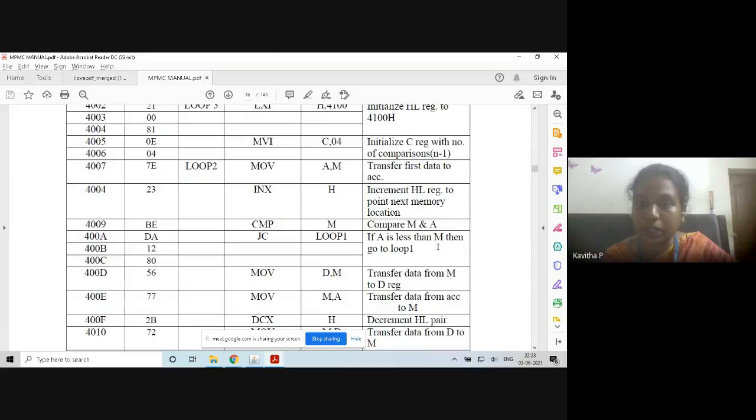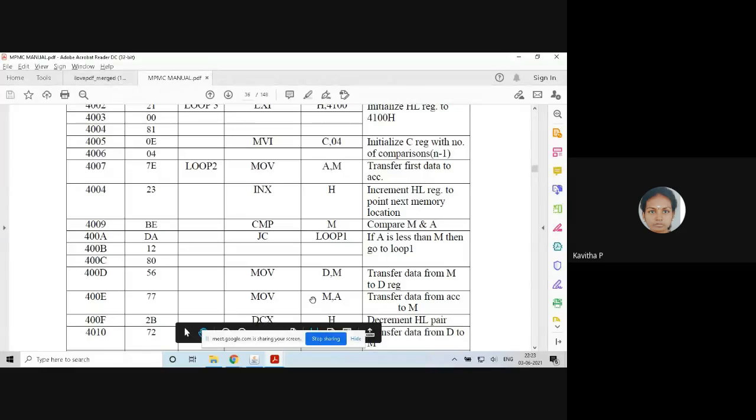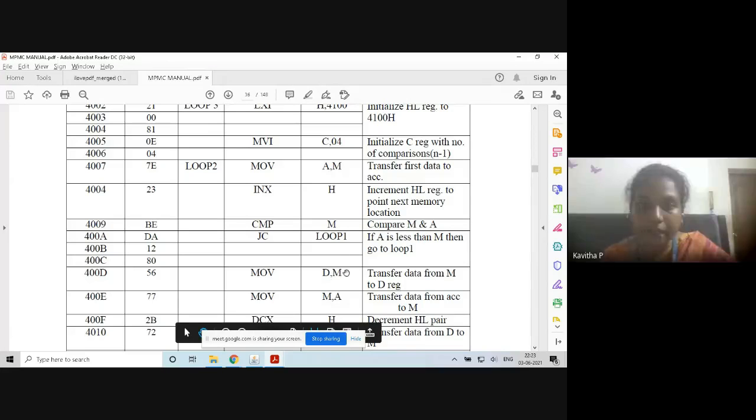Since the accumulator value is greater, we change the numbers in order. First we do MOV D, M. The memory location data value has been transferred temporarily to the D register.